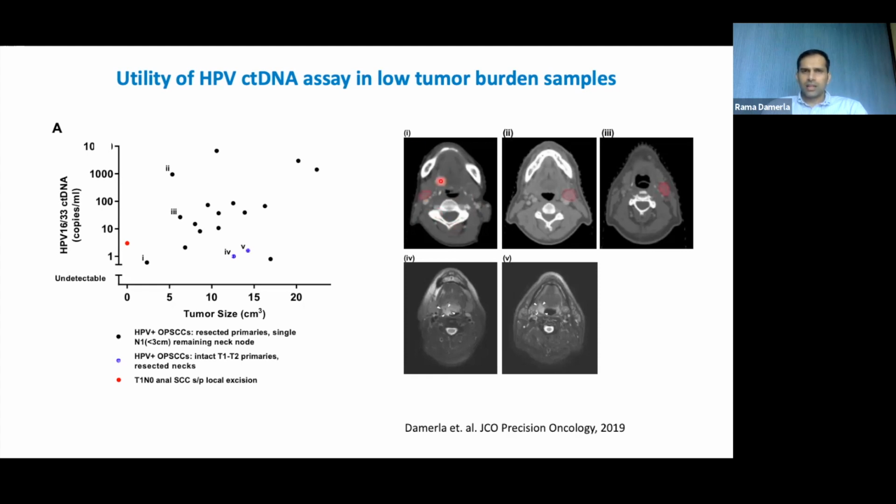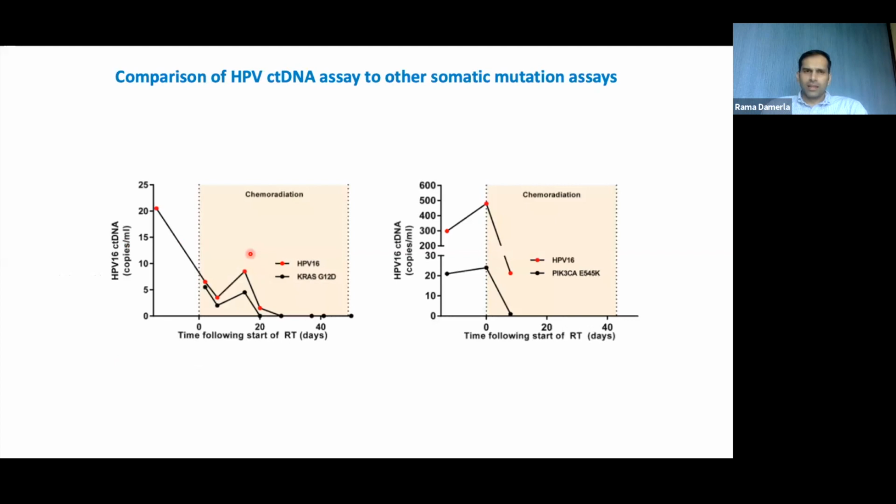If you can see in these 3 tumors, the tumor was actually resected, and we were still able to detect HPV in some of these tumors. And then these 4 and 5 are intact primary tumors. The tumors were intact, and we are able to detect them using our test. So we think that our test is pretty sensitive, even when there is a low burden of the tumor in the sample.